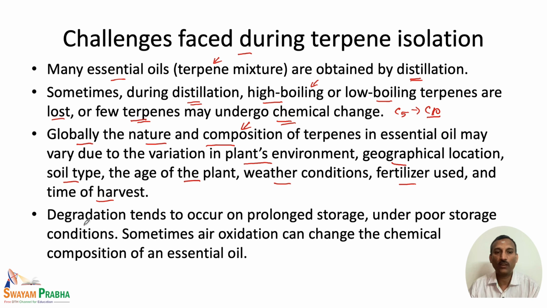And again, some of the degradation that may occur during storage is, if we keep it for a longer time, some of these terpenes may undergo air oxidation. Because terpenes have isoprene units with double bonds, these double bonds can easily undergo oxidation. So that is the reason some chemical change may occur if we store these essential oils for a longer time. And if the storage conditions are very poor, that also leads to some degradation in the essential oils. So we have to be very careful while we are trying to isolate terpenes from a mixture.